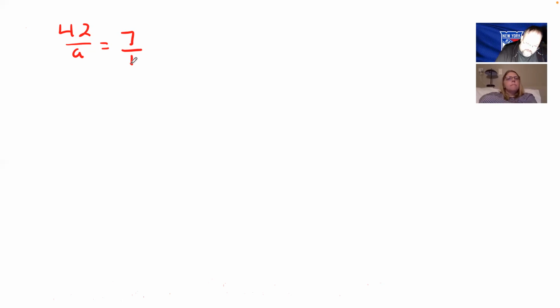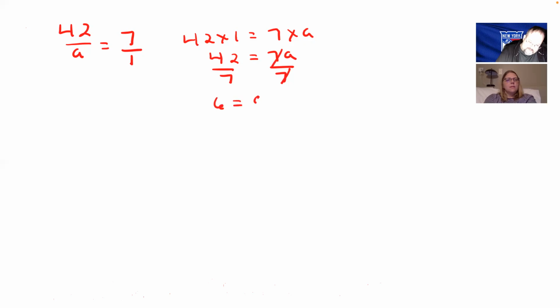So in this case, what I would have is 42 times 1 is equal to 7 times a. So 42 times 1 is 42. 7 times a is 7a. So to solve for a, we'd want to divide both sides by 7. So the 7s cancel out. 42 divided by 7 is 6. That's your answer for that one.